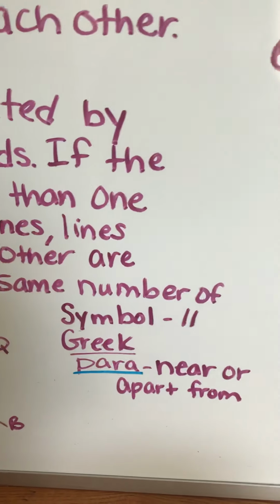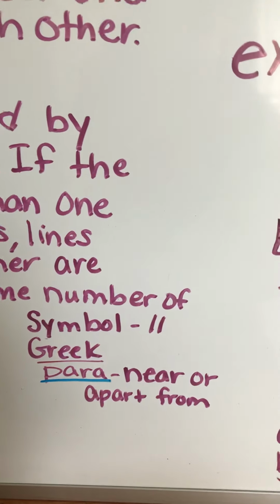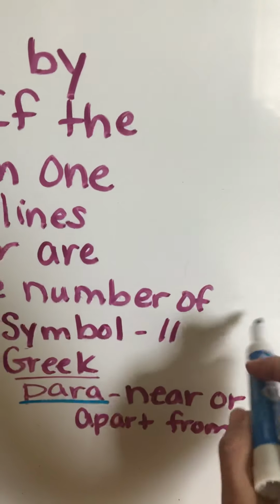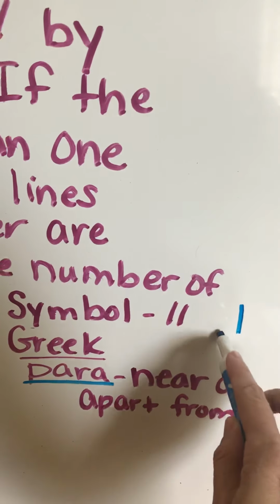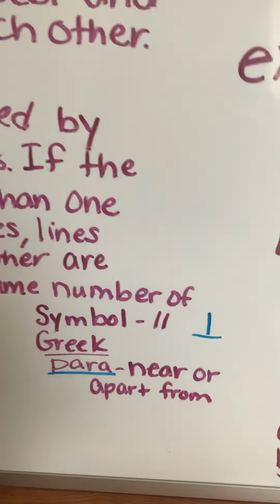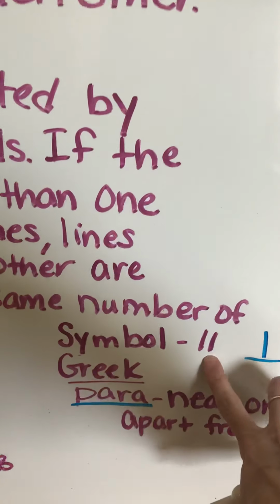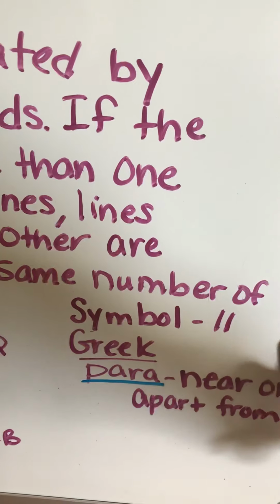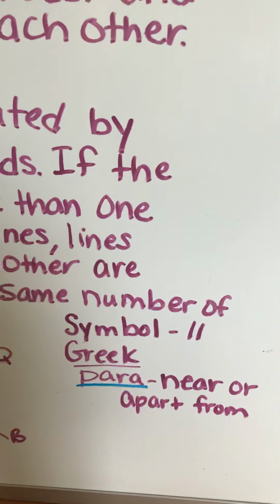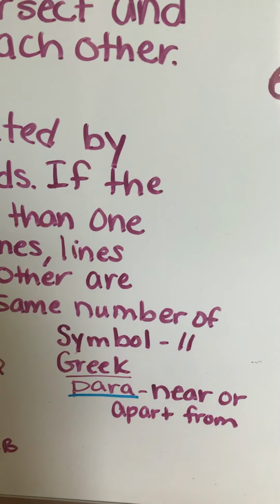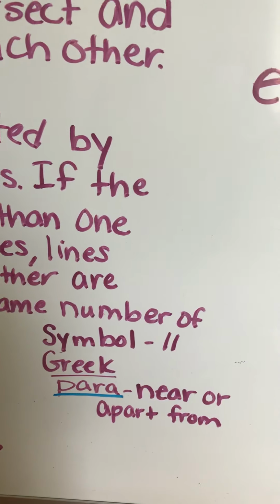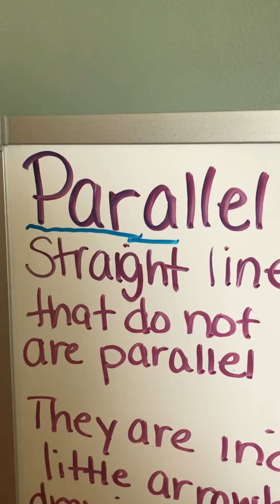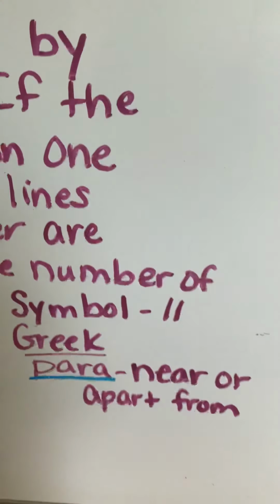Okay, so now I need to write those down, so let me see what the symbol looks like. Remember yesterday when we had perpendicular, it looked like this, and this is the new symbol for parallel. So this is the perpendicular one, and that's going to be the parallel. And also, in Greek, para means near or apart from. And that's where the para comes in. So that's where it gets its name.